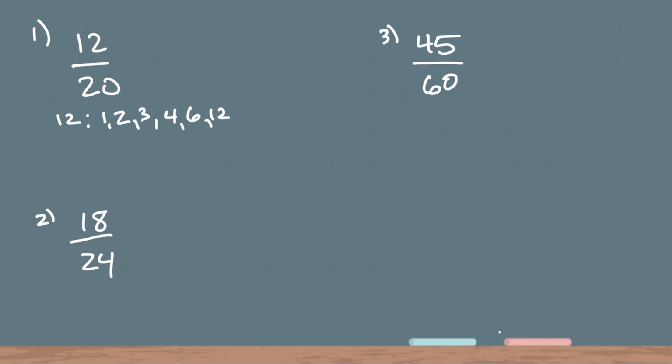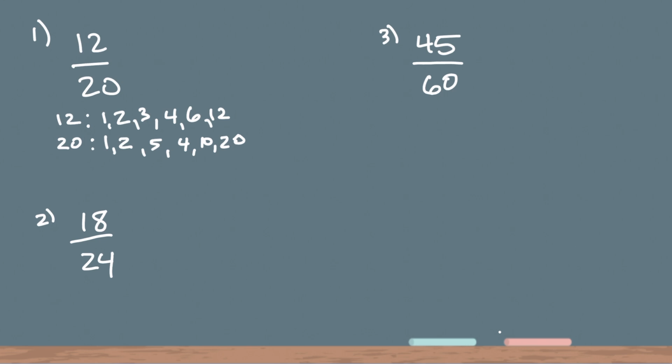Now let's move on to 20. Again, we start with 1. 1 times 20 equals 20. Next, 2 times 10 equals 20. Then 5 times 4 equals 20. So these are the factors of 20.